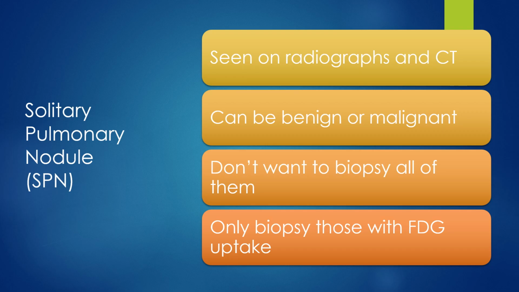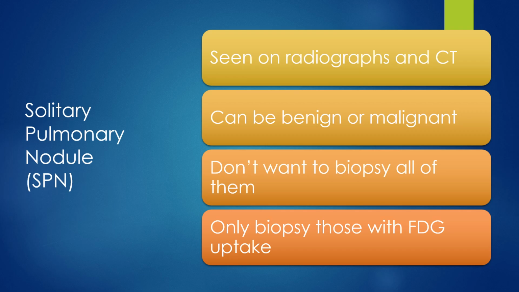Now we're going to switch gears a little bit and look at specific types of cancer. The first one we're going to start with is one that you will see pretty frequently. This is solitary pulmonary nodule. Solitary pulmonary nodules are seen on radiographs and CT. Sometimes it's an incidental finding and sometimes they're seen in screening. There are CT screenings that will look for pulmonary nodules. And the problem is they can be benign or malignant.